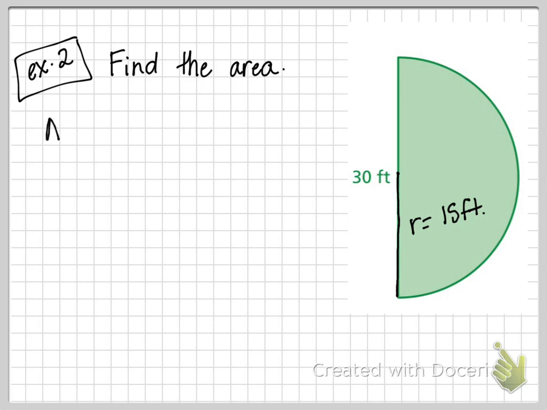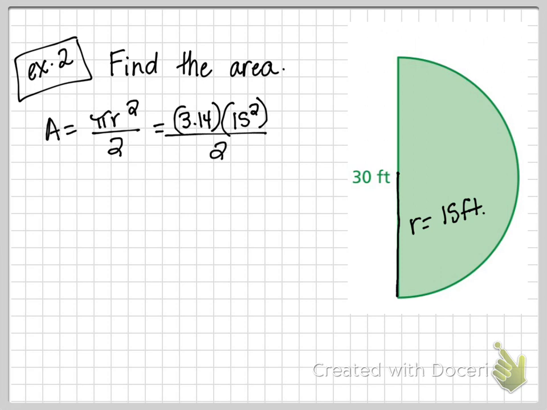Now let's start with our formula. Area of a circle is equal to pi r squared. And then we'll divide that by 2 because we only want half, right? The semicircle. Plug in what we know. Pi is 3.14. Our radius is 15, and we'll square that. And then last of all, we'll divide by 2. Keeping straight our order of operations, we bring down our 3.14. We square 15, so 15 times 15 is 225, and we'll divide by 2.